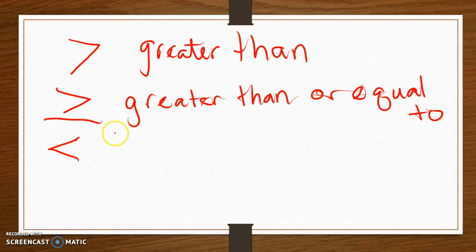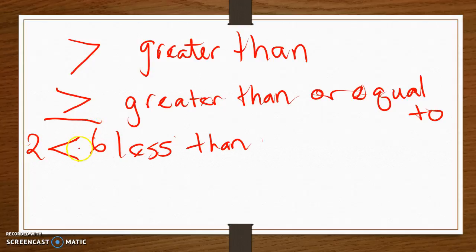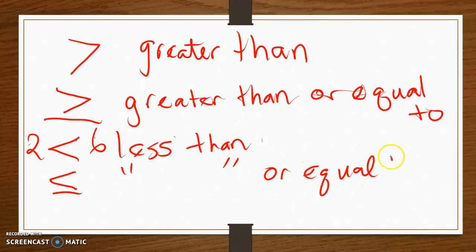This is less than. So again, you read it from left to right. Okay? So if it was like 2 and 6, 2 is less than 6 is what that's saying. Okay? And this one is less than or equal to. So copy this, less than or equal to. Okay? You can pause now if you need to.